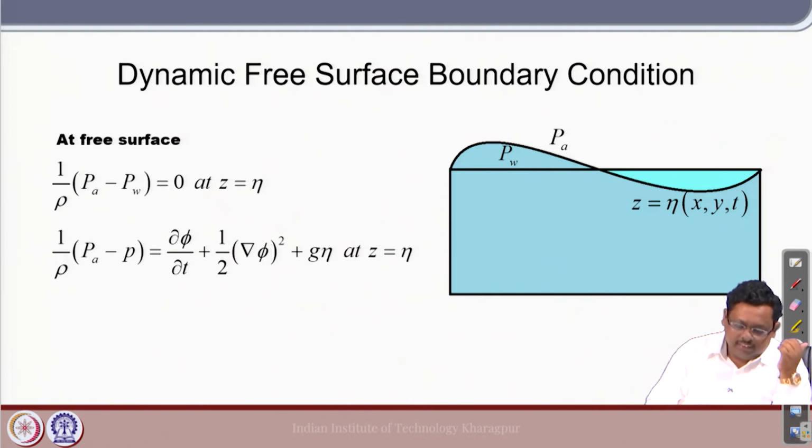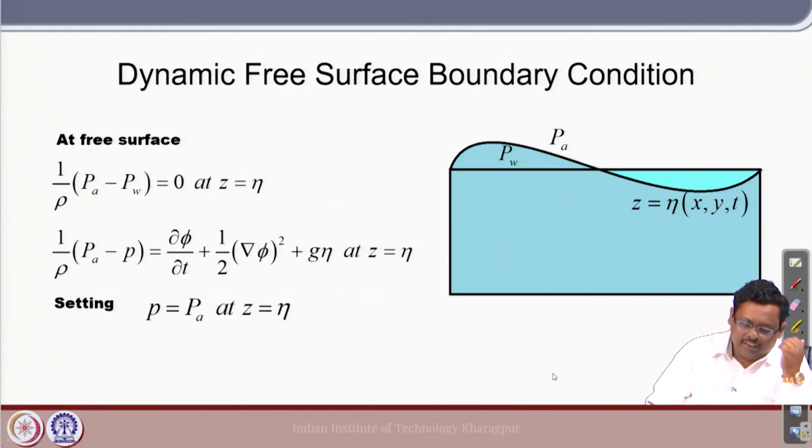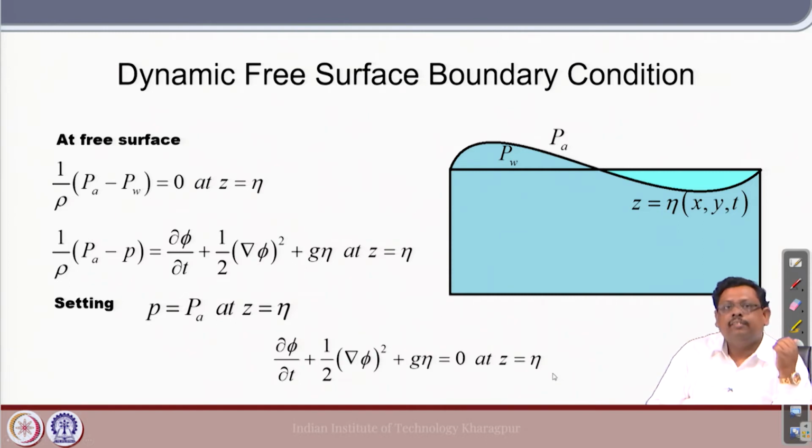So, this is one and then this left hand side should go to 0 because this one balances each other. And then finally, we will get the dynamic free surface condition as del phi del t plus half grad phi square plus g eta equal to 0, and of course, it applies at z equal to eta. So, it applies over the free surface. So, therefore, I have two boundary conditions.